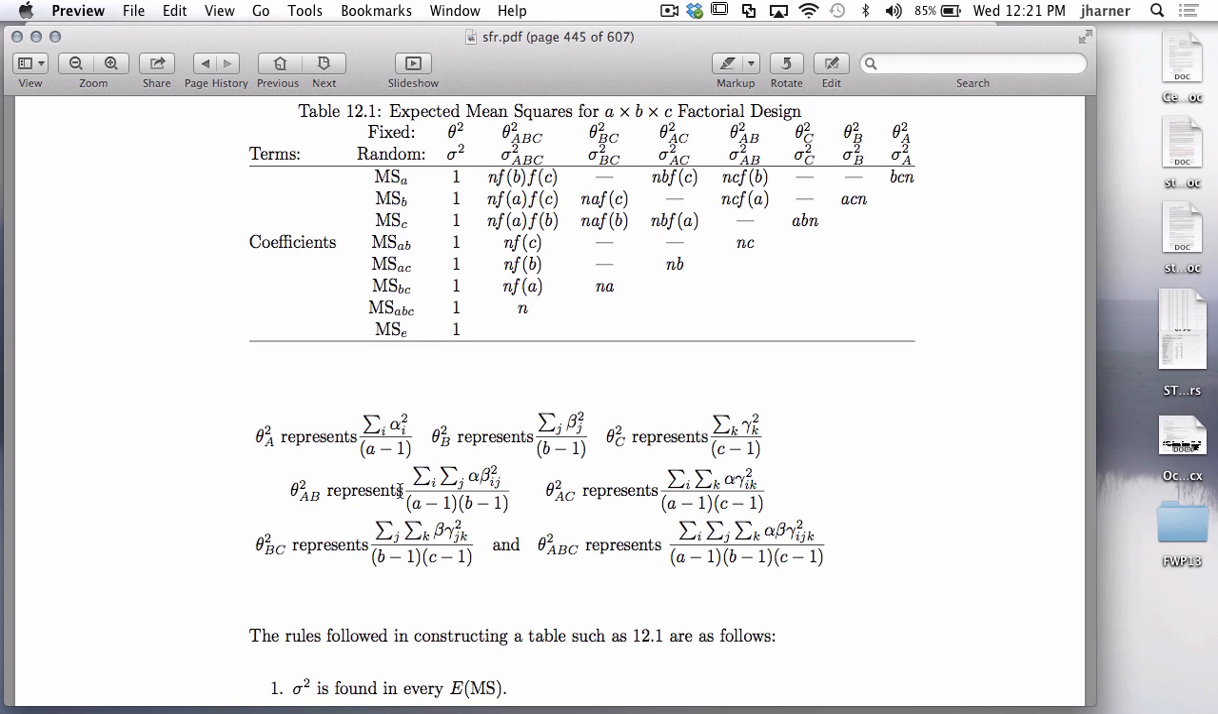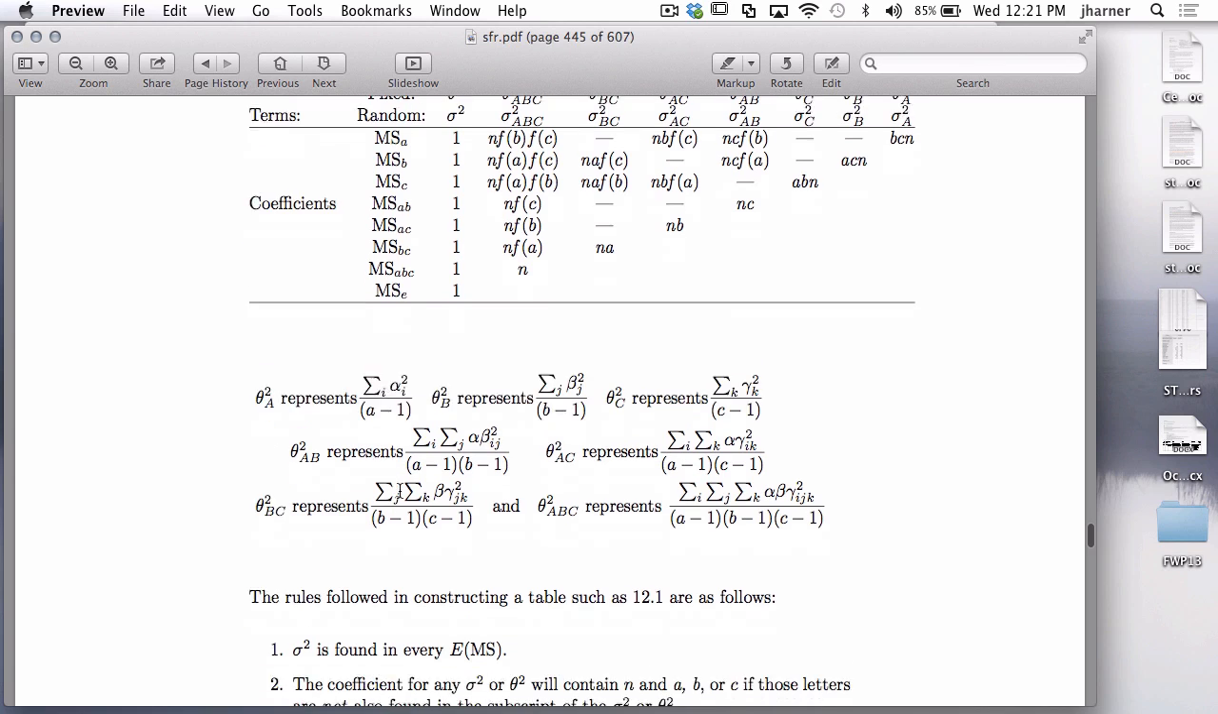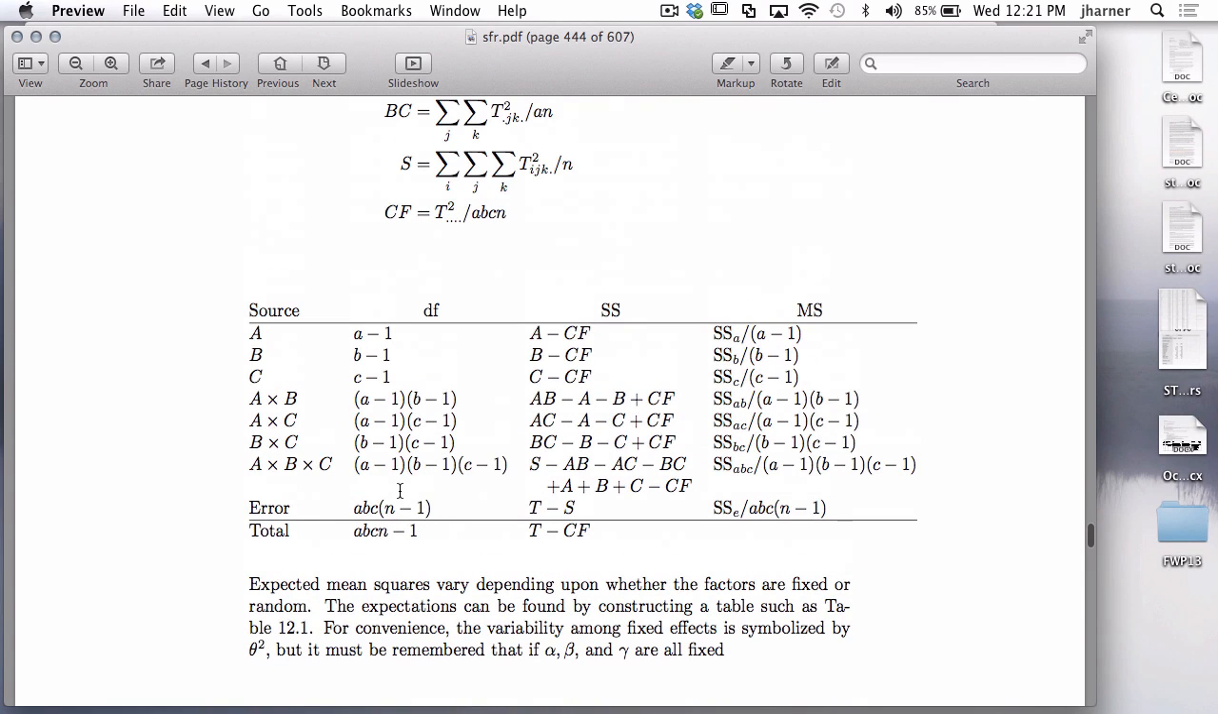Oh, I should have emphasized that those denominators are the degrees of freedom. I should emphasize that the degrees of freedom are actually quite easy to compute. And you know, so for example, for A, there are A minus 1 degrees of freedom. For B, there are B minus 1, and for C, there are C minus 1. But what about AB? Well, it's just the product of A minus 1 times B minus 1. And AC is A minus 1 times C minus 1, and so forth. A by B by C is simply A minus 1 times B minus 1 times C minus 1. And then the error is simply, you also have 1 for the intercept.